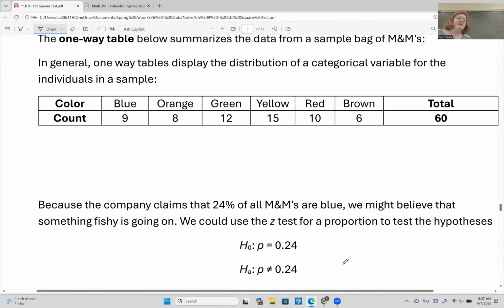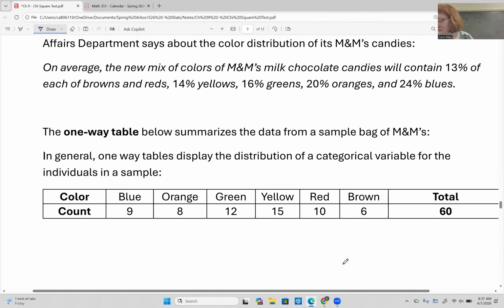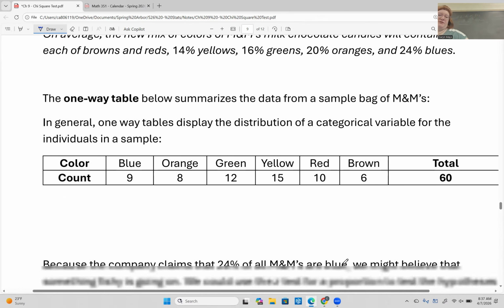So, because the company claims that 24% of all M&Ms are blue, we might believe something fishy is going on because 24% of 60 should be around 14 to 15. And we didn't get 14 to 15 blue M&Ms, we got 9. So we might be thinking something fishy is going on.